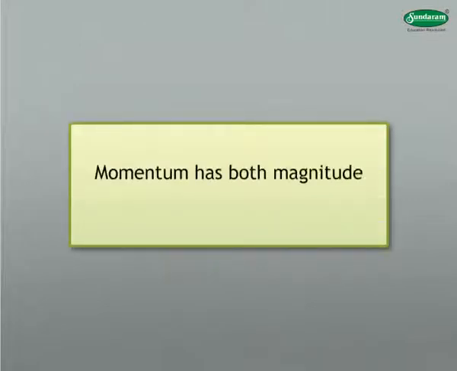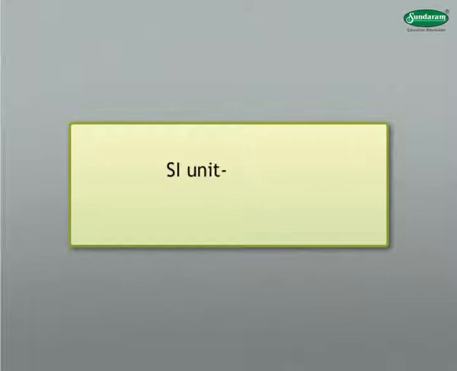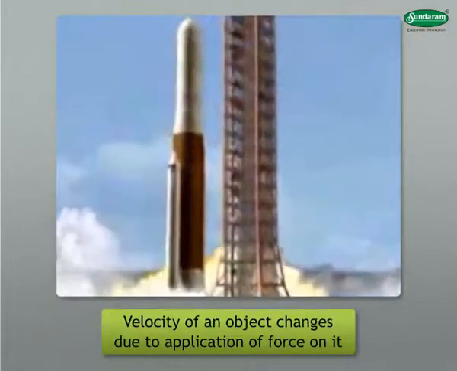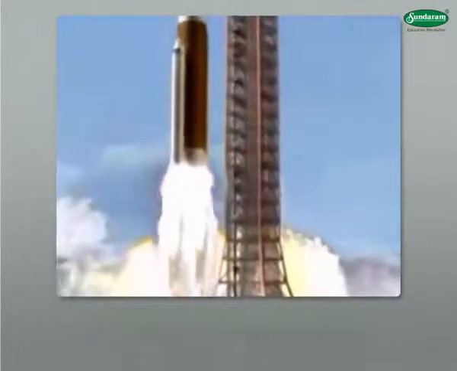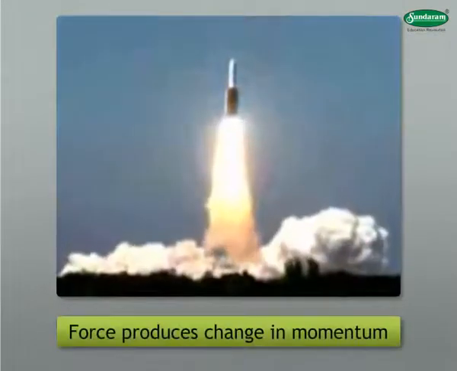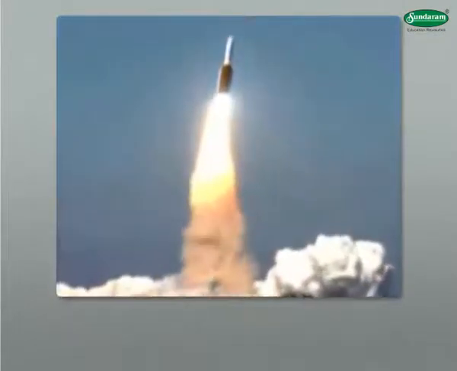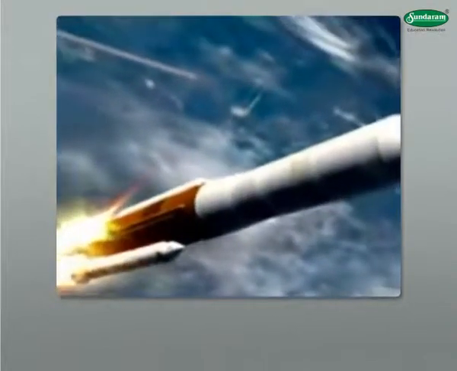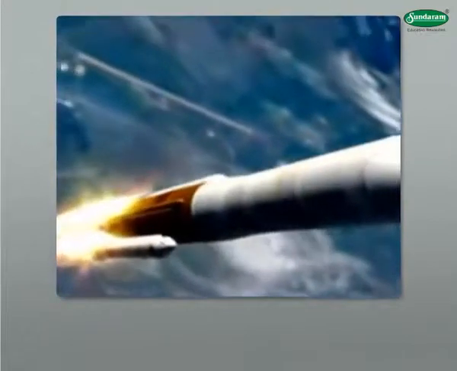Momentum has both magnitude and direction. Its direction is the same as that of velocity. SI unit of momentum is kilogram meters per second and CGS unit is gram centimeters per second. As velocity of an object changes due to application of force on it, the force also produces change in momentum. The force necessary to change the momentum of an object depends upon the rate at which momentum changes.